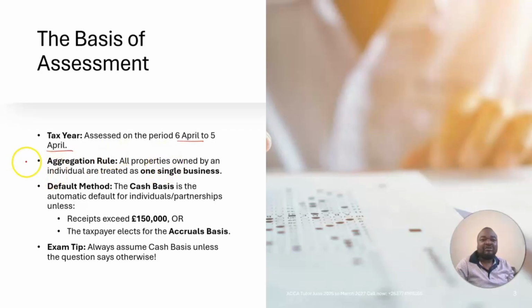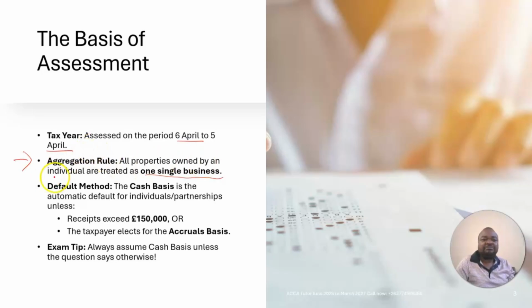The aggregation rule. All properties owned by an individual are treated as one single business. So when you are computing these property incomes, you need to ensure that all the properties are brought to one place because they will be considered as just one single business.